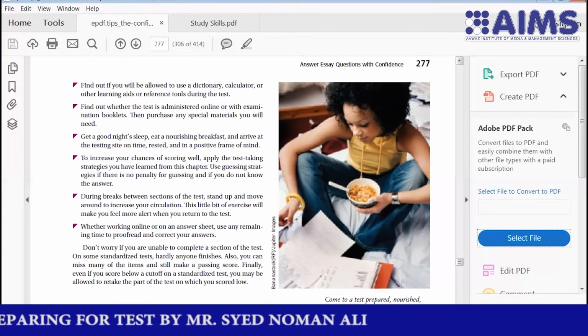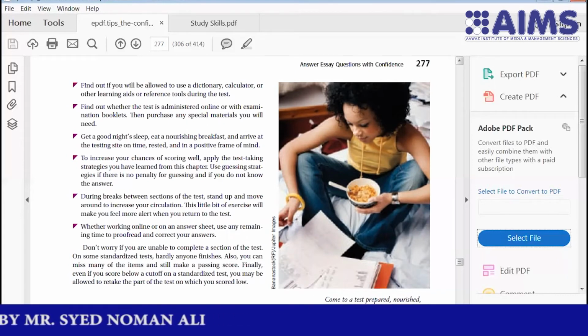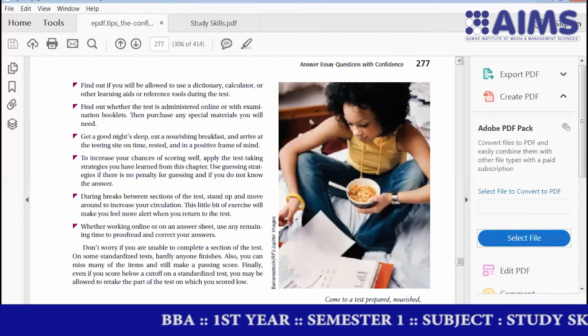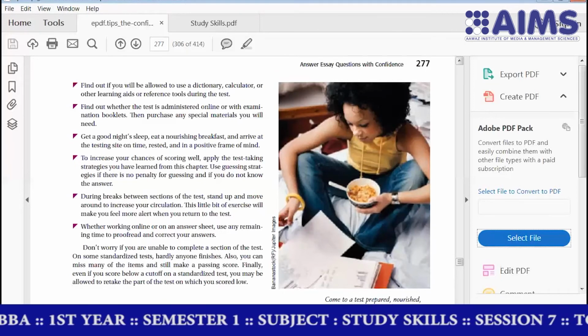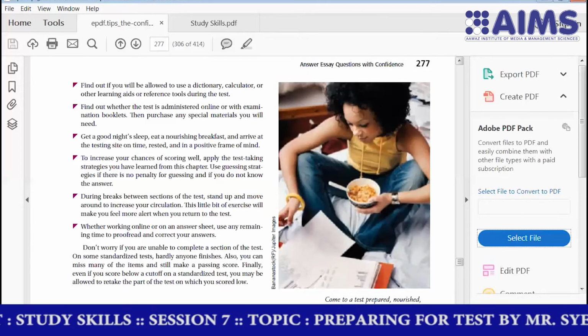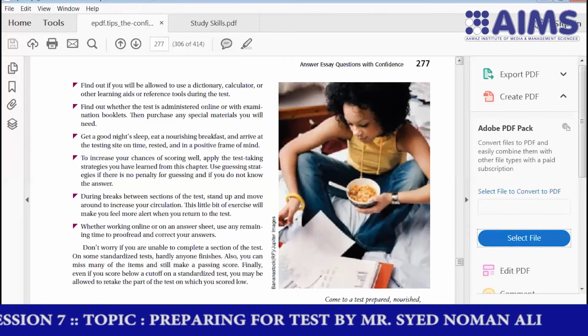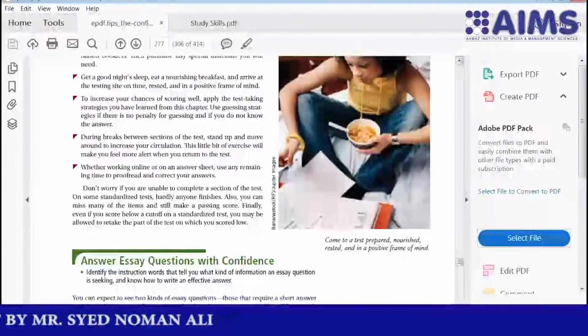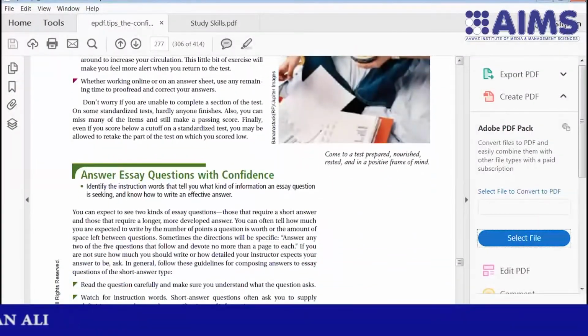Use the test taking strategies you learned from this chapter and use a guessing strategy. During the breaks between sections, get up and move around to increase your circulation. This little bit of exercise will make you feel more alert when you return to the test. Whether working online or on an answer sheet, use any remaining time to proofread and correct your answers. So come and guess.